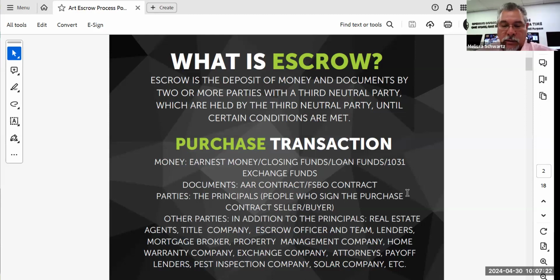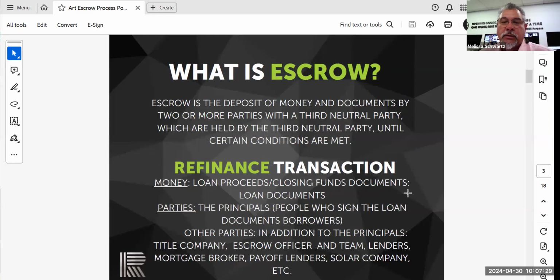Okay, any other questions, anybody out there? No? Okay, so we'll go to the next page. What is escrow deposit money? We just did that, didn't we? This is regarding a refinance. This doesn't really pertain to you guys because you guys are doing buyers and sellers and resale transactions.